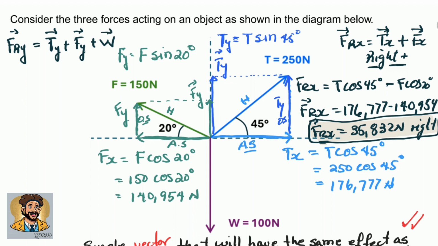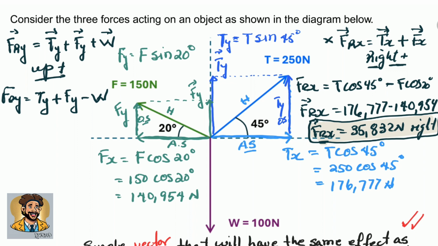So now you select the direction. Up is positive. And you know what? You may avoid this first step. You can already say up as positive. And if you say that, then FR in y is equal to T in y, which is positive because we select up as positive, look at the picture, plus F in y, which is also positive, minus W, which is negative.